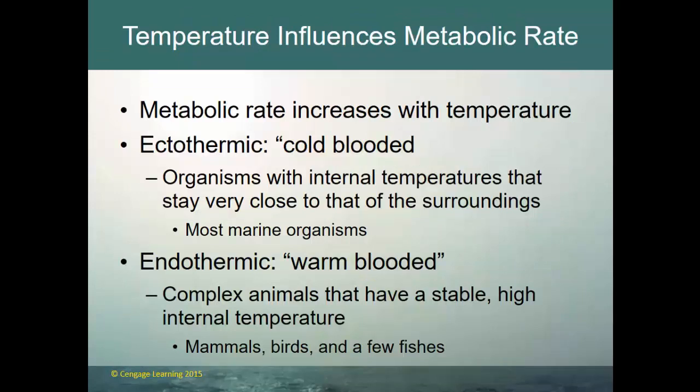So metabolic rate increases with temperature. Ectothermic is cold-blooded, organisms with internal temperatures that stay very close to that of their surroundings, like most marine organisms. And endothermic, being warm-blooded, complex animals that have a stable, high internal temperature. So that'd be mammals, birds, and some fishes. A few fishes are actually warm-blooded.